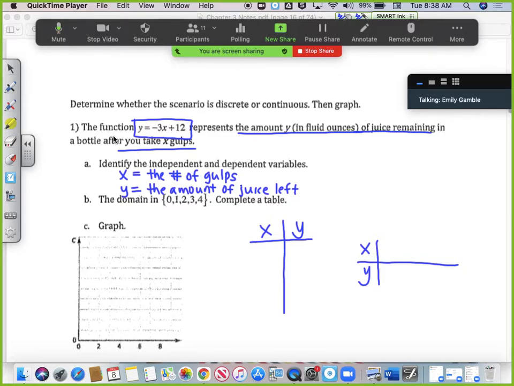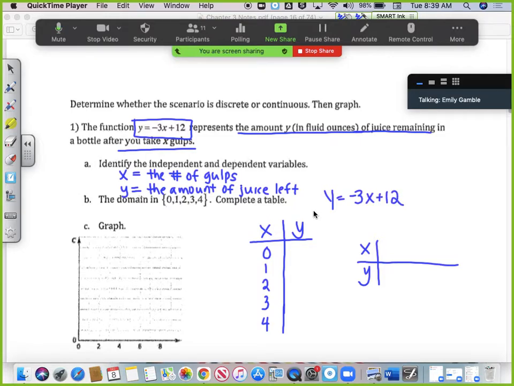So they're telling us that the domain of this graph is 0, 1, 2, 3, and 4. Okay, that means your X numbers are 0, 1, 2, 3, and 4. And they want us to find the Y numbers that go along with this. So this means we're going to be creating the table from the function y equals negative 3x plus 12.